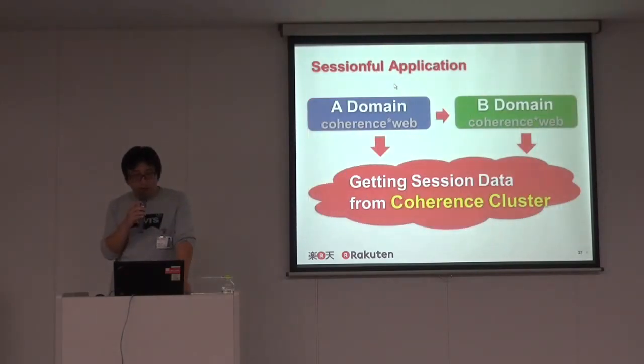But if our application uses session pooling, session data will be lost when switching applications. To resolve this problem, we constructed a Coherence cluster including 2 WebLogic domains. Session data will be stored in the Coherence cluster, and the WebLogic domains can access the session data by using Coherence Web. We can solve the problem by sharing session data in the Coherence cluster.